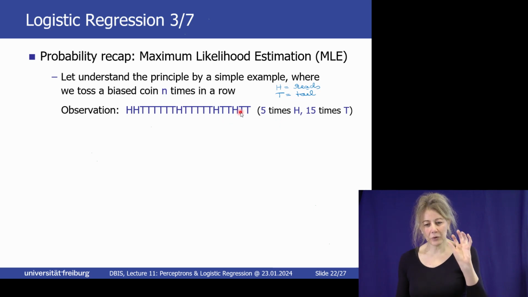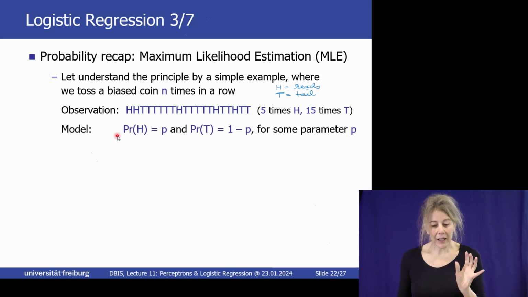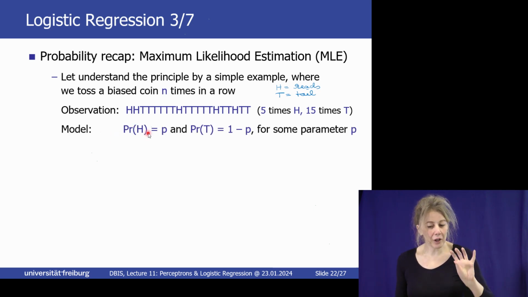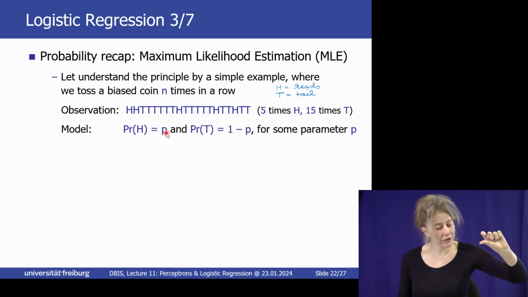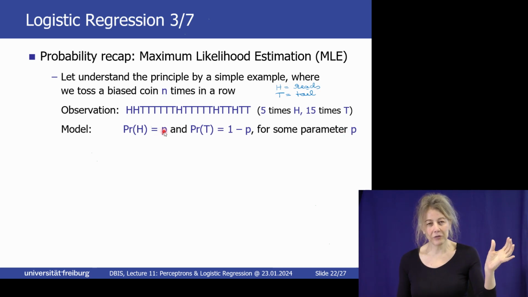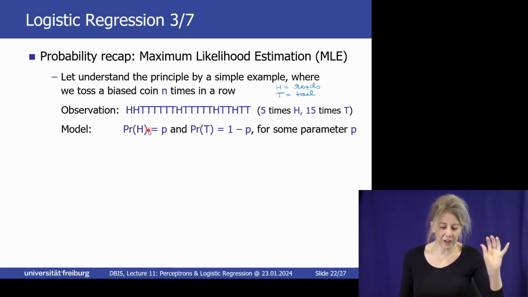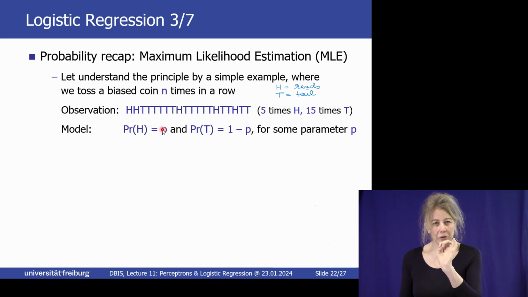So that's the situation in maximum likelihood estimation. I have an observation and I have a model. It's a probabilistic model which makes an assumption on how this came to pass. Here the model is, okay, this is a coin, it has a certain probability to show up heads, and this probability is P. That's my parameter. If it were a fair coin, it would be 50%, but it's not necessarily a fair coin. Maybe it shows heads 10% of the time, but I don't know this P.